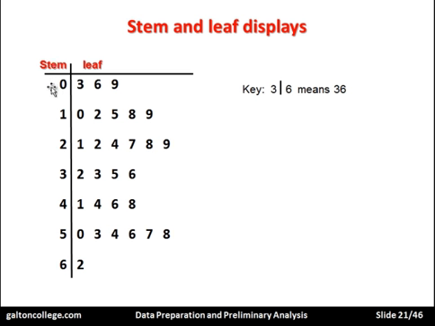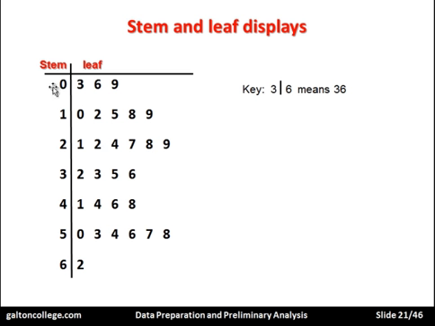So if we look down the stem here, I'll just put the cursor onto the screen. If we look down the stem here, we've got a 0, 1, 2, 3, 4, 5. In other words, it's like counting in tens. And the leaf is 3, 6, 9. So we have to have a key to tell us how to use the stem and leaf. And the key here is, say, 3 and a bar 6. Now that means, in this case, 36. So now we've got a key, we can interpret what's meant by this stem and leaf.